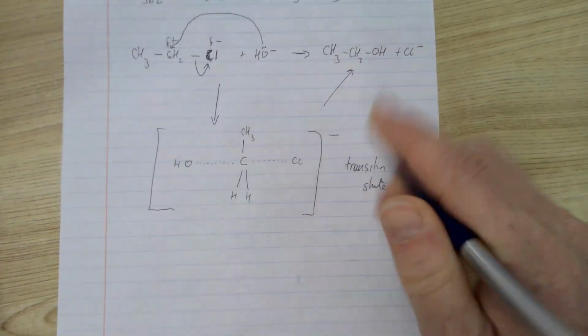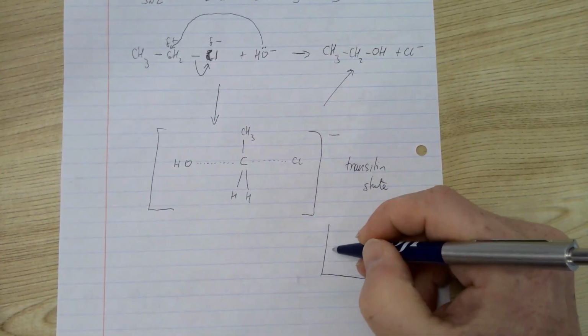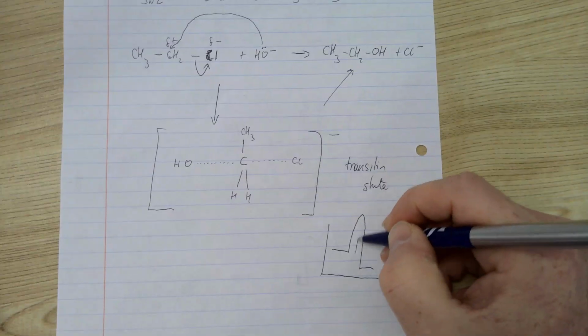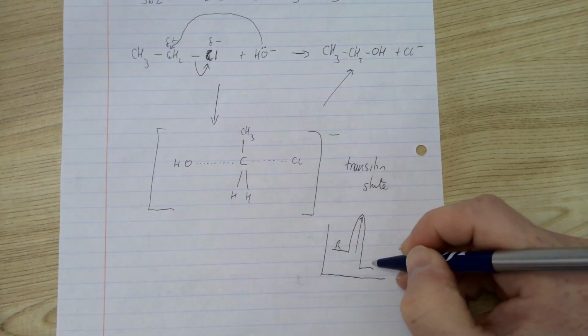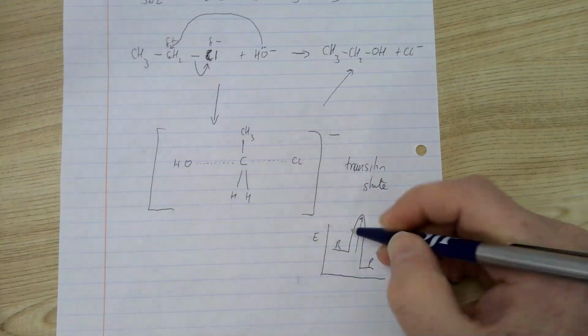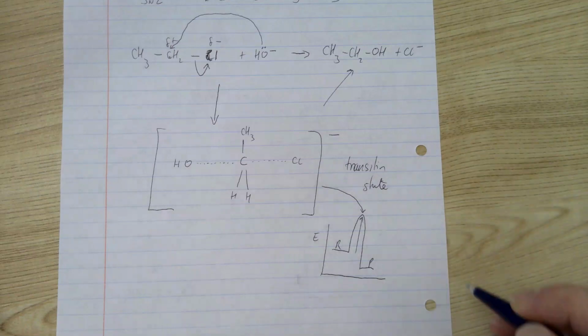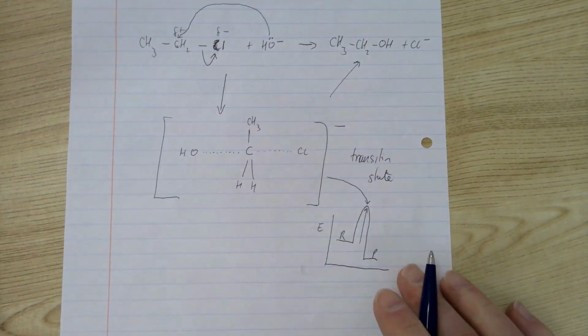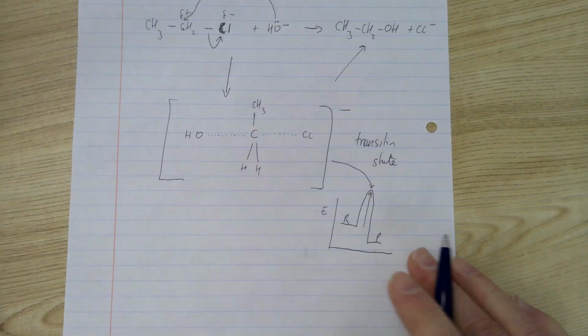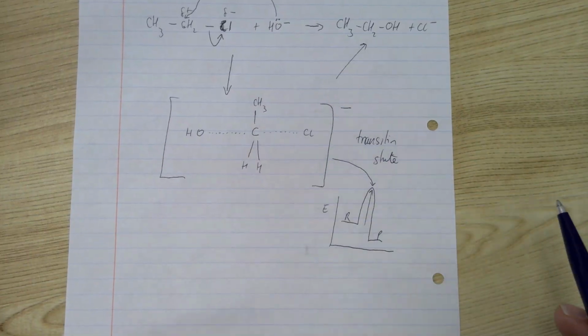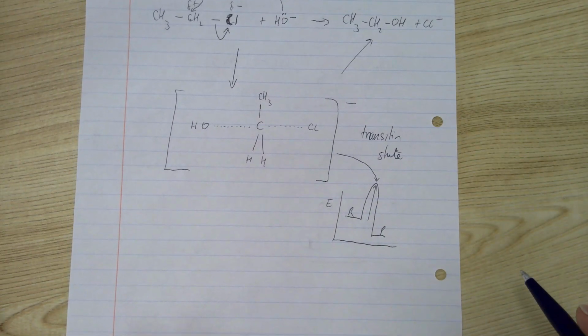And if you were to draw an energy profile diagram, your normal exothermic energy profile diagram with reactants and products, energy like so, the transition state is at that point there, the point at which the carbon-chlorine bond is being broken and the new carbon-oxygen bond is being formed.